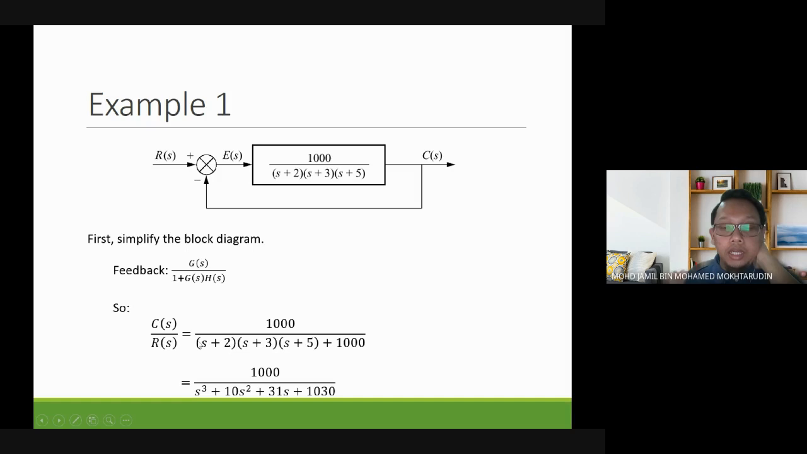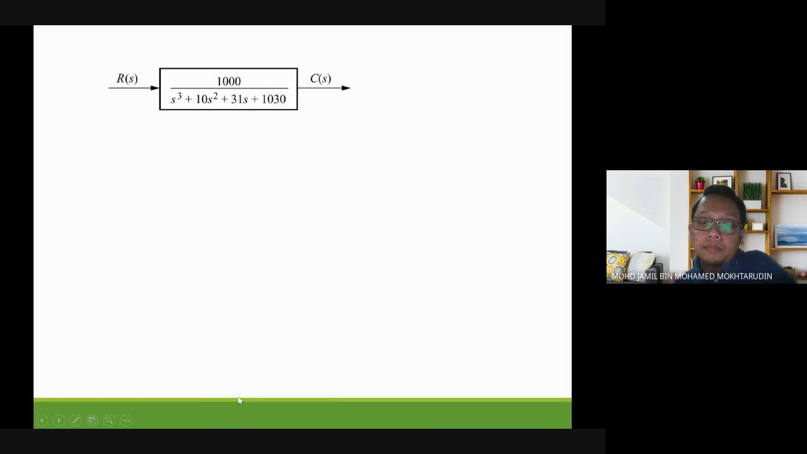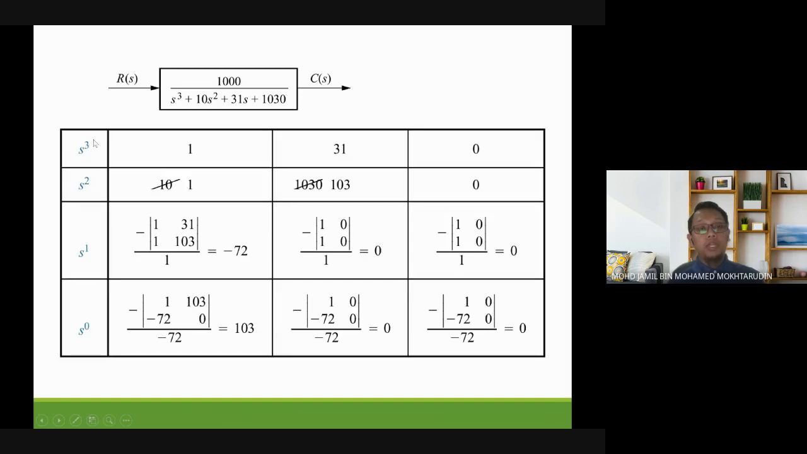Then you can simplify the denominator first so that you can use the coefficients in the Routh table. And then this is the closed loop transfer function. So you want to generate the Routh table. The highest power is power of 3. So you start your table with s power of 3, followed by s power of 2, s power of 1, s power of 0.